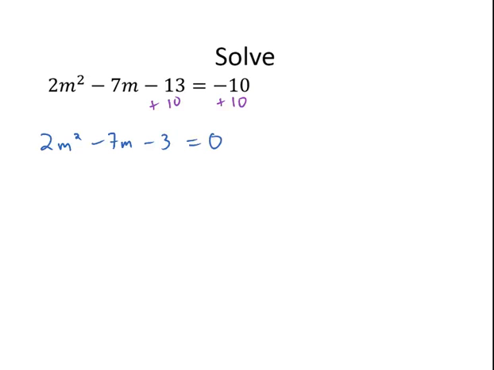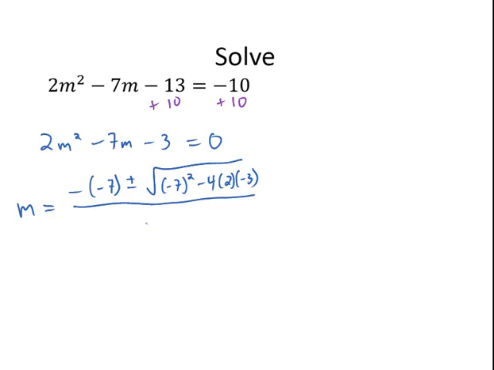Now that the equation is in standard form, we can apply the quadratic formula. So m would equal the opposite of negative 7 plus or minus the square root of negative 7 squared minus 4 by 2 by negative 3, all divided by 2 times 2. Simplifying yields 7 plus or minus the square root of 49.